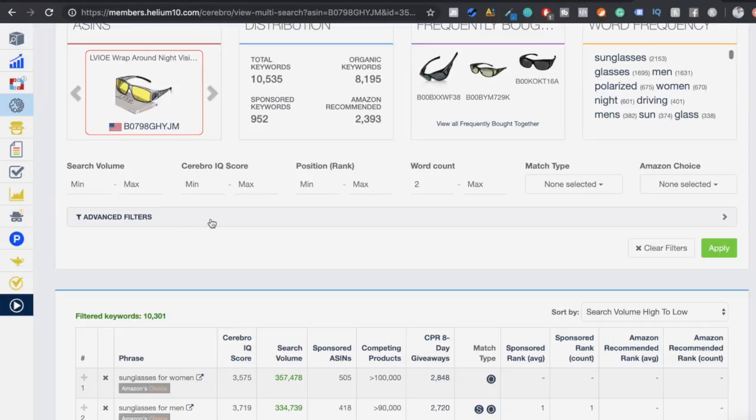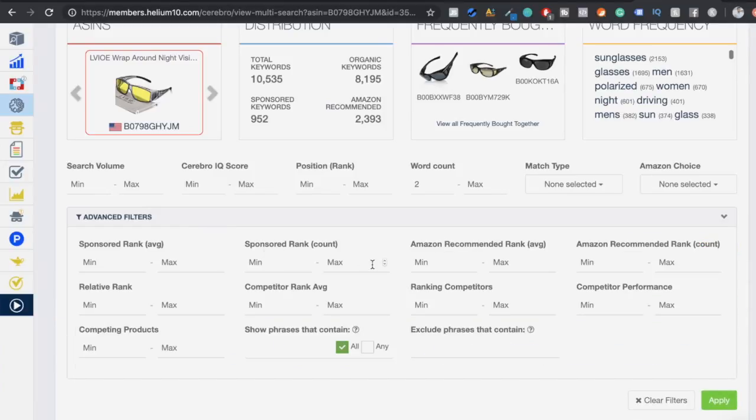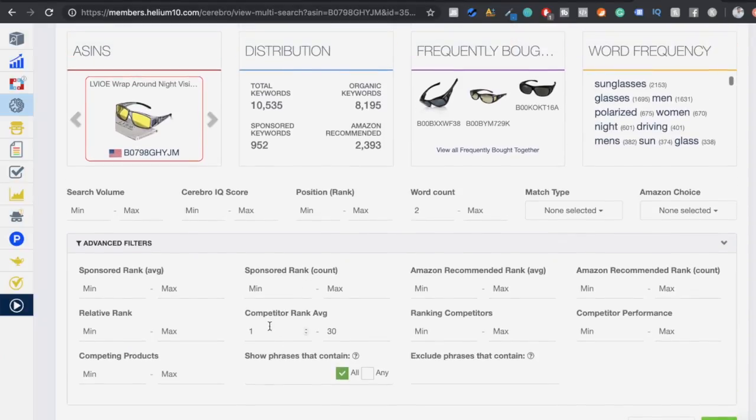So what we want to do is go into advanced filters, and go to competitor rank average, 1 to 30. Basically what we've done here is we picked the first 30 organic positions. We only want to see the keywords that our competitors are ranking for between 1 and 30, because anything beyond that is on page 2, 3, 4, 5, and most likely those keywords aren't where they're getting most of their sales. So we just want to see the best keywords, which are usually between 1 and 30, okay?